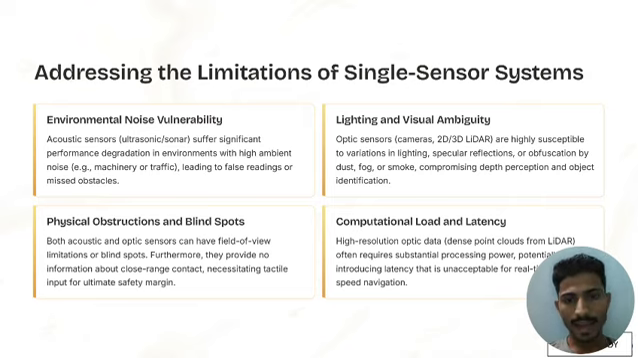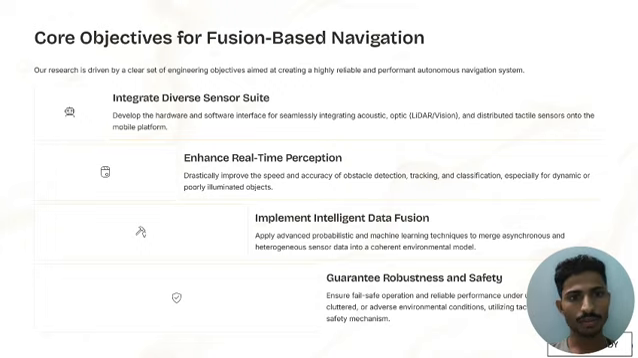Core objectives for fusion-based navigation. Our research is driven by a clear set of engineering objectives aimed at creating a highly reliable and performant autonomous navigation system. First one is integrate a diverse sensor suite. In this, we develop a hardware and software interface for seamlessly integrating acoustic, optic, and distributed tactile sensors onto the mobile platform. The second one is enhance real-time perception.